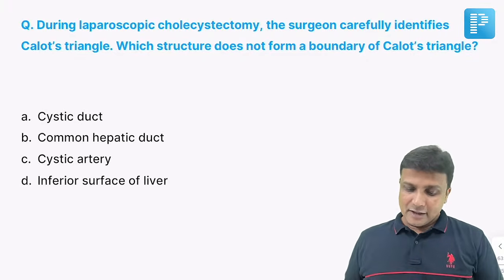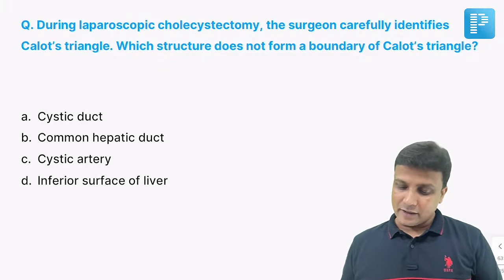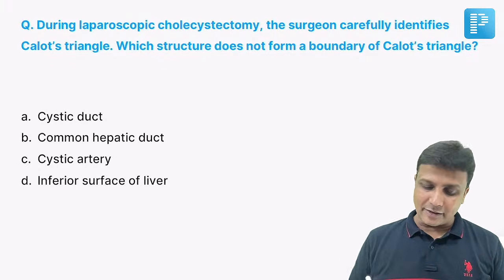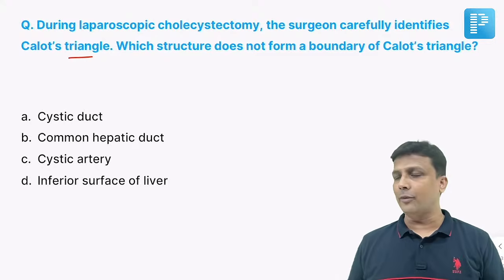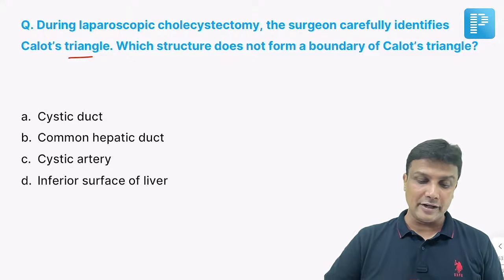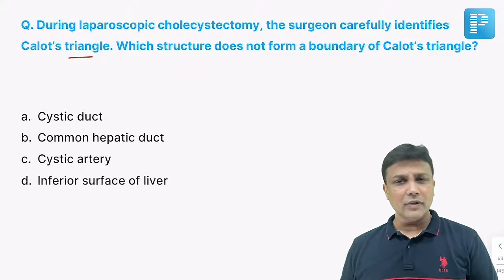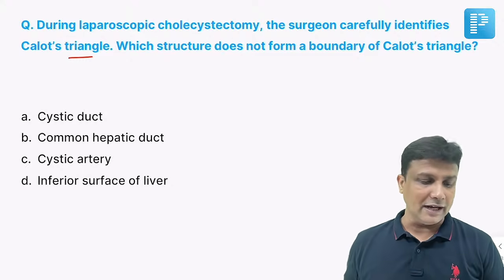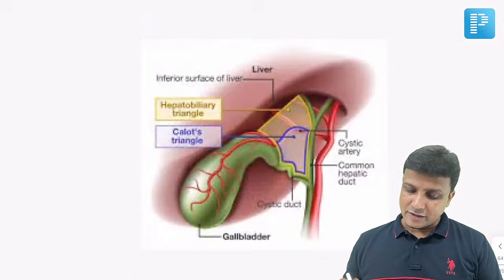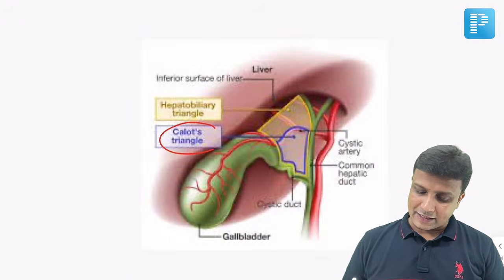Done. During laparoscopic cholecystectomy, the surgeon carefully identifies Calot's triangle. Which structure does not form a boundary of the Calot's triangle? Come on, tell me. Which structure is not forming the boundary of the Calot's triangle? Please look at this diagram here. In this diagram, you are able to see the Calot's triangle.